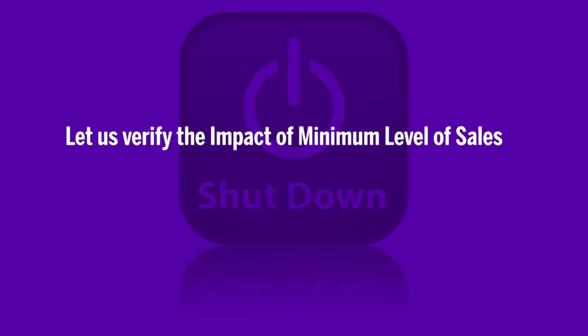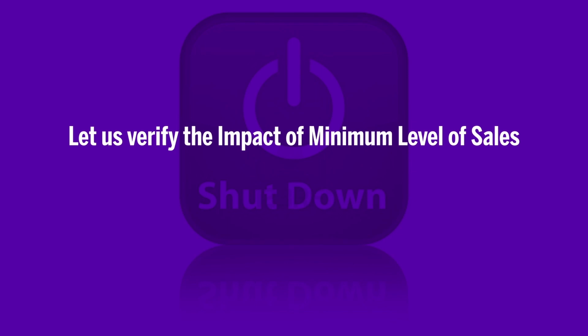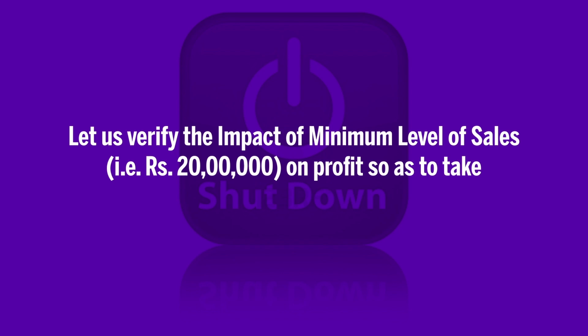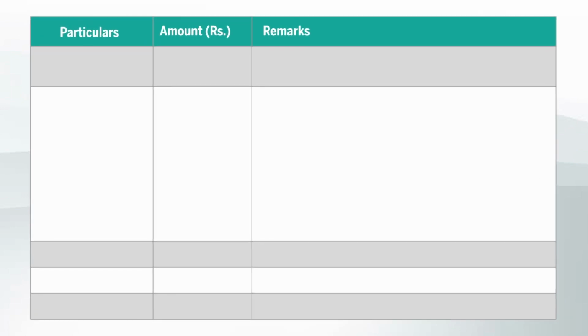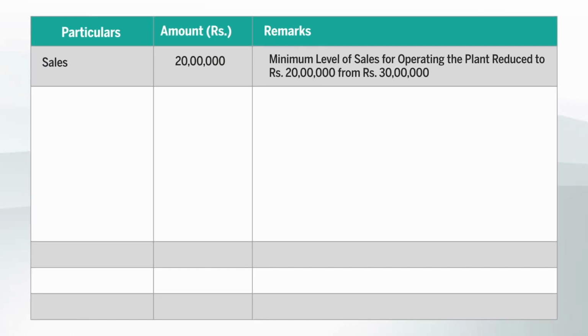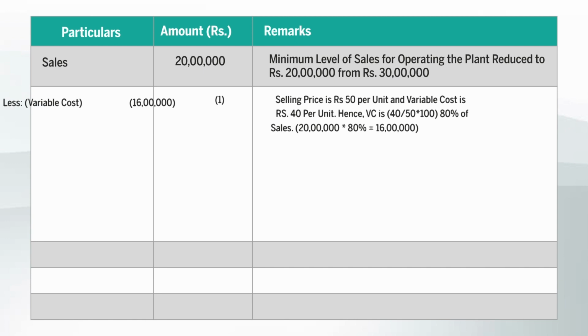Now friends, let us verify the impact of minimum level of sales on profit so as to take a decision whether to operate or shut down the plant. As per our calculation, minimum level of sales is rupees 20 lakhs. So by keeping rupees 20 lakhs in mind, we prepare a statement here. The very first item in the statement will be sales, and that is rupees 20 lakhs. As you know, minimum level of sales for operating the plant has reduced to rupees 20 lakhs from rupees 30 lakhs. Now from sales we deduct variable cost.